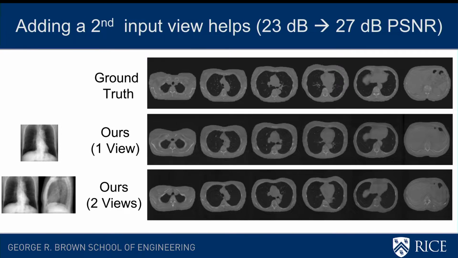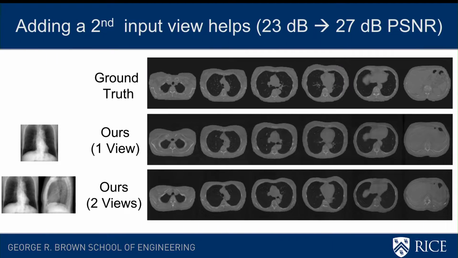We also see that when we have two views, the reconstruction improves as we would expect. This is just for one patient. Up top is the ground truth. The second row is what happens when our model sees one view of the patient. The third row shows what happens when the model gets two views.